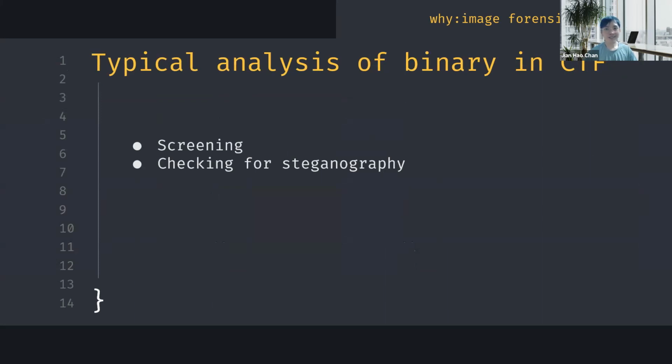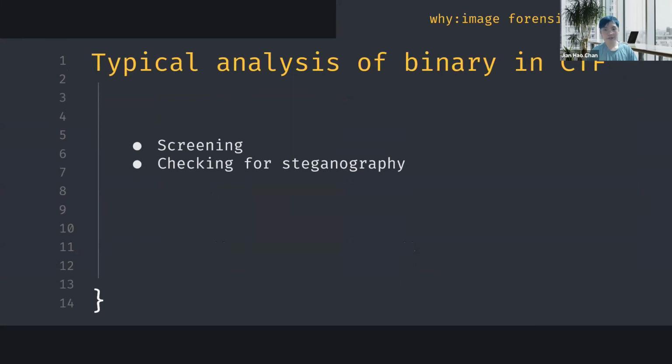So in this talk, I'll be going through how I would approach a typical CTF image and the rationale for using various tools. But please take note that this is not exhaustive and there are many other techniques and tools out there, depending on the author's creativity and sophistication in hiding information.